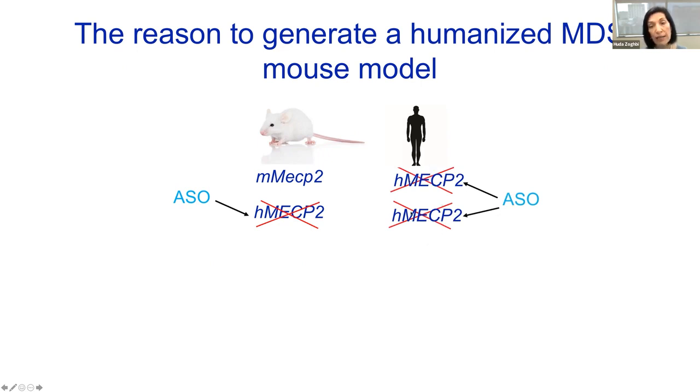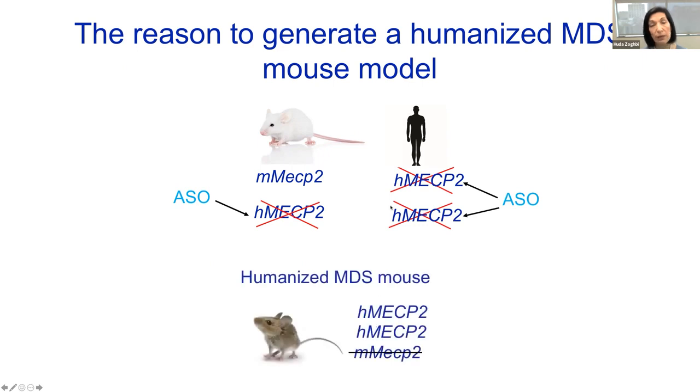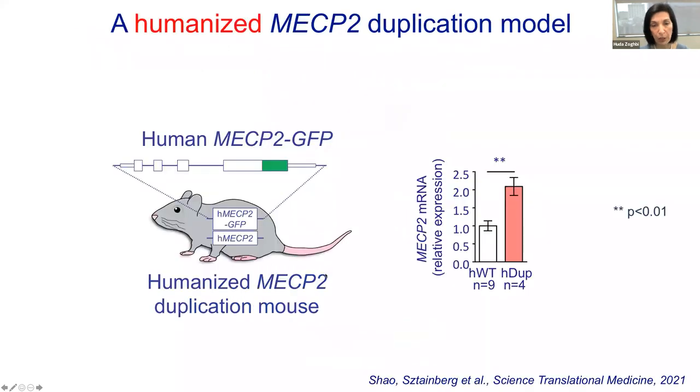So if you use an ASO, you're going to decrease both of them. And this is why it's important to create a mouse model that's very similar, so that you can ask, can I titrate the dose of the drug so that we can stay within a safe range? So for that, we created a new mouse model that had the two human genes, but no mouse gene. This way you are sure that anything you see is from really mimicking the situation in a human. And these are the mice we generated, and we showed that they have almost twice, maybe a little bit more than twice, the MECP2 protein level.